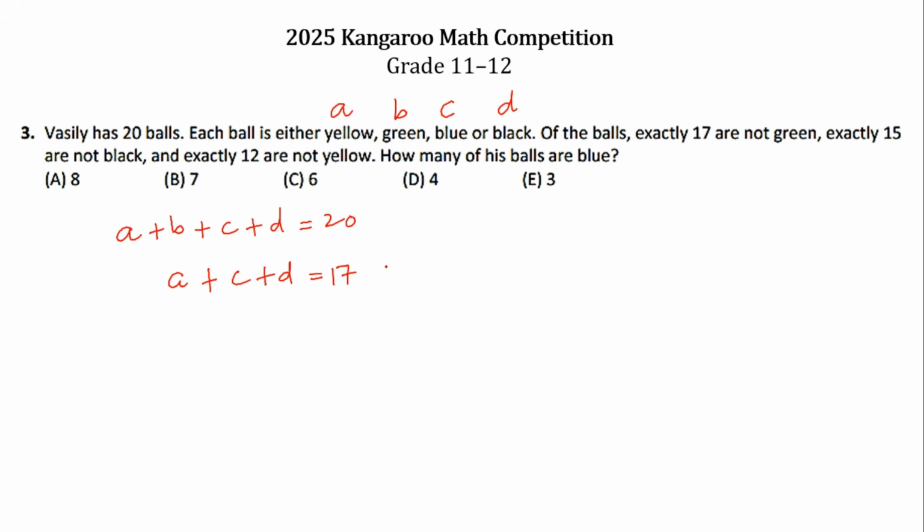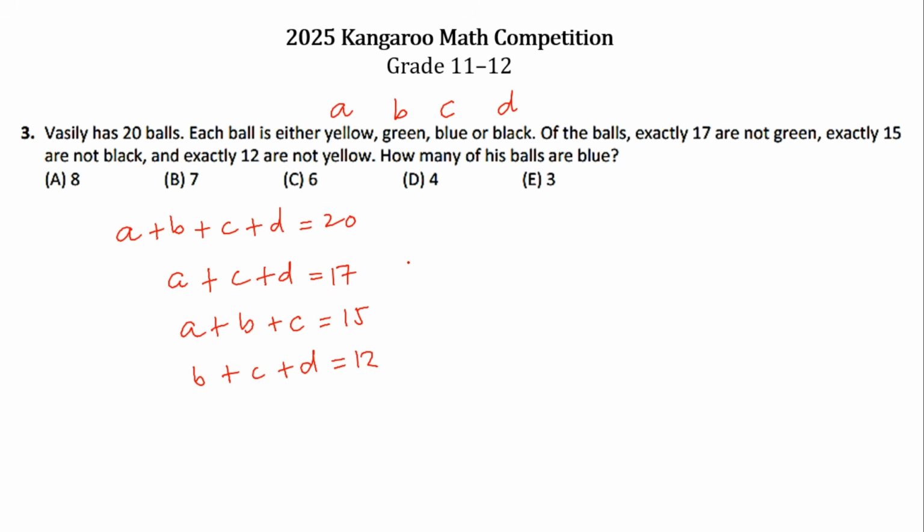Similarly, we have exactly 15 are not black, meaning the total number of yellow, green, and blue balls is 15. So we have the equation A plus B plus C equals 15. And finally, we have the condition exactly 12 are not yellow, meaning the total number of green, blue, and black balls is 12. So we have the equation B plus C plus D equals 12.